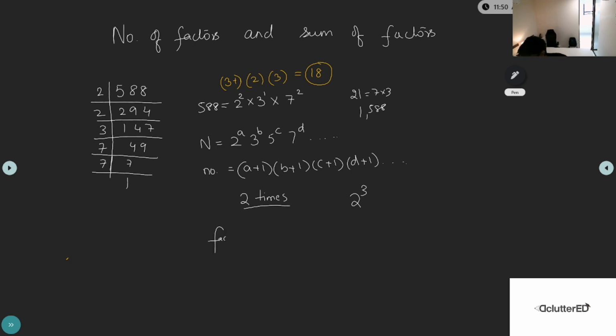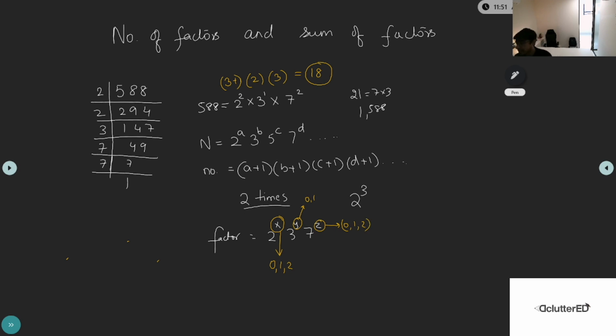So let us say that the factor of 588 was of the form 2 power x, 3 power y and 7 power z. It cannot be 5 power anything because 5 itself is not a prime factor of 588. Now the value x can be either 0, 1 or 2. 2 because 2 square is a part of 588 and 0 because like we have discussed 2 power 0 is 1 and 1 is a factor of every number. Same way y can be 0 or 1 and z can be 0, 1 or 2.